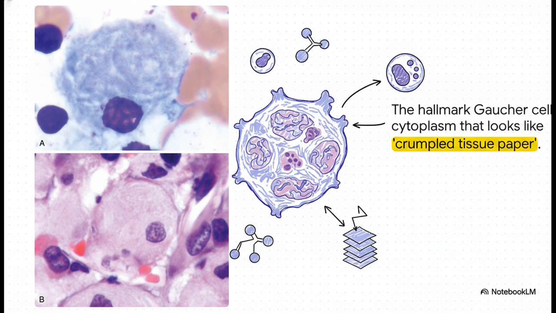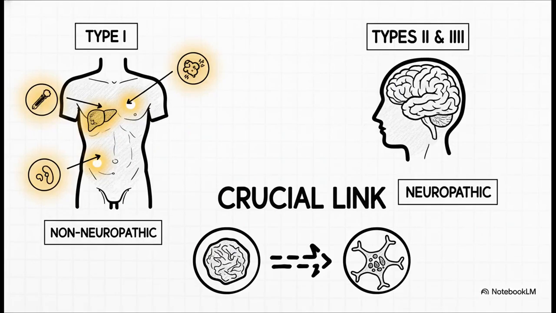The cytoplasm doesn't look foamy like you might expect. No, it looks fibrillary. It has this classic crumpled tissue paper appearance. Why? Because the stored lipid is arranged in these little stacks. Unforgettable. Now, Gaucher's isn't just one disease. There are different types. Type 1 is the most common, and luckily it doesn't affect the brain. It causes a massively enlarged spleen and liver and serious bone problems. But types 2 and 3 are much more severe, and they do involve the brain.